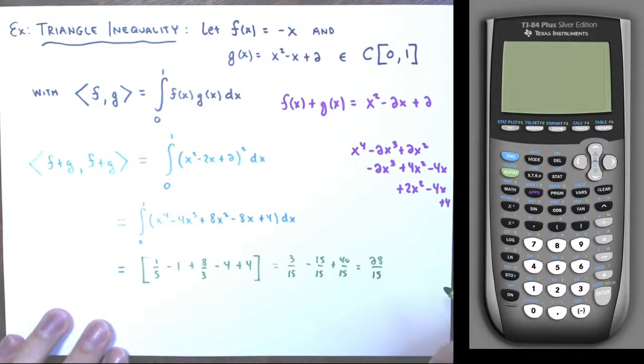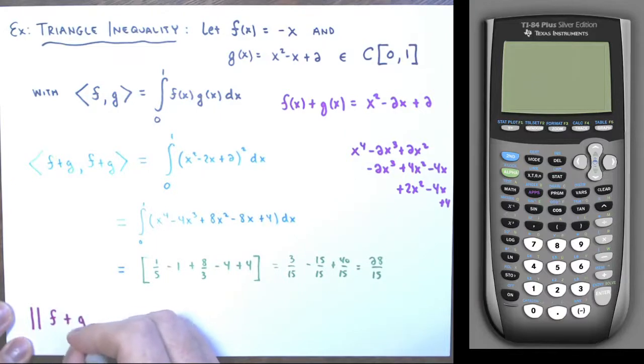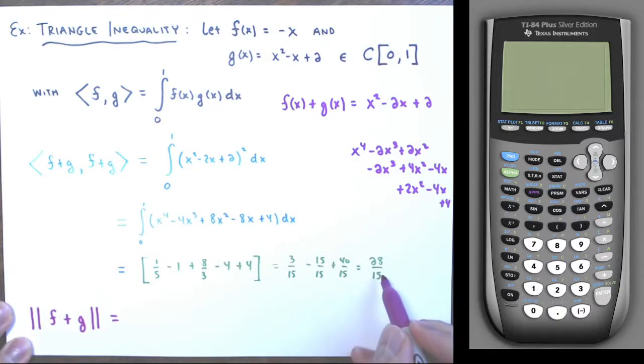And it should be non-negative. Remember, an inner product of a vector with itself should be non-negative, right? Greater than or equal to 0, which this is. Okay, so this is the inner product of f plus g with itself, 28/15. So the norm of f plus g, or f of x plus g of x, is the square root of this.